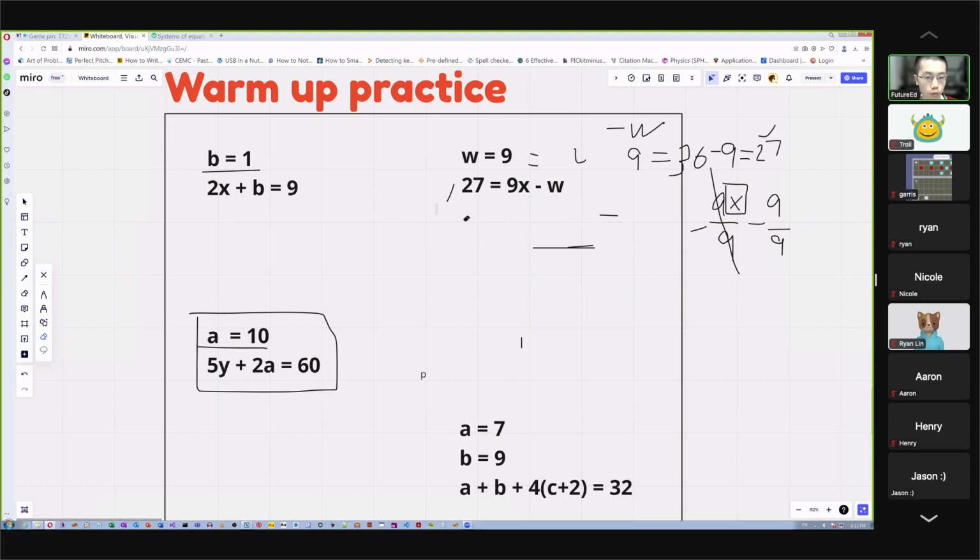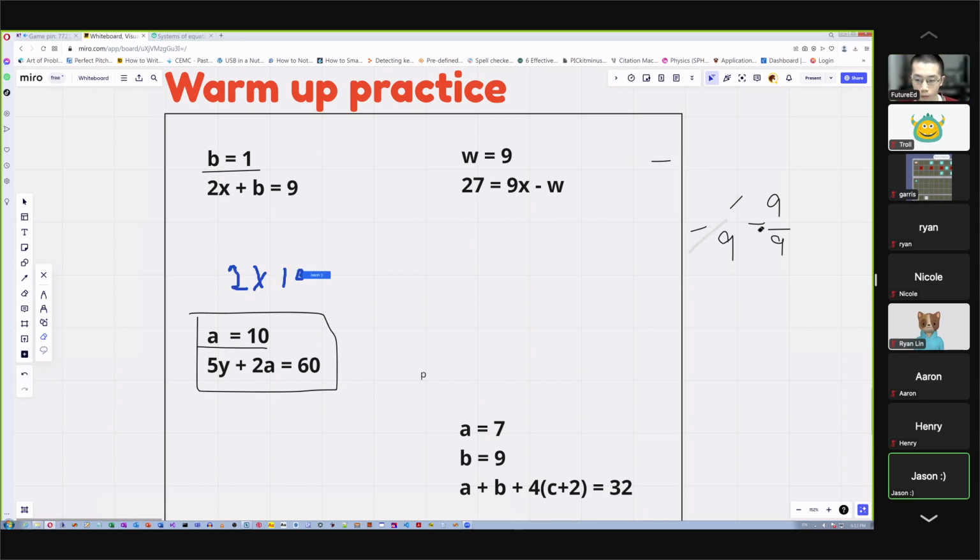Okay, how would you... A is equal to 10. And then we do 2 times 10 equals 20. And so then 60 minus 20. Before you continue, Jason, why did you think of 2 times 10?